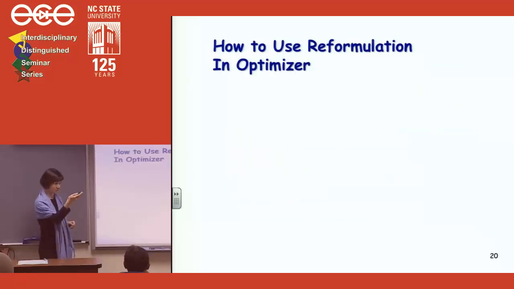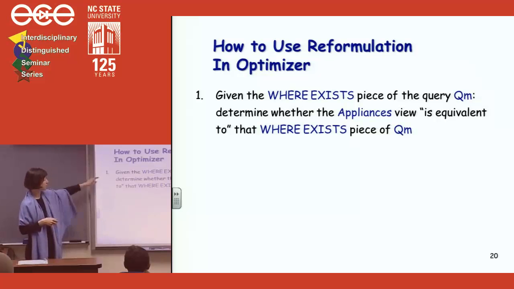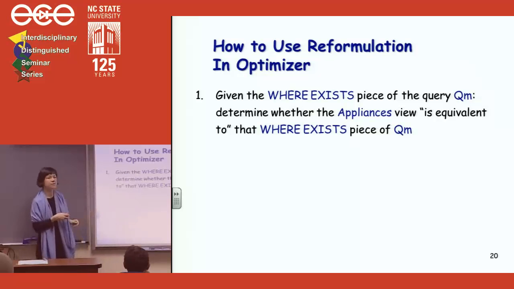So how do you use reformulation in the optimizer? Several ways, very interesting ways. We have this modified query QM. It has this piece that I said we can replace by a pre-computed view, all the items that are just appliances. So if you have the syntactic test, maybe we can apply the syntactic test to this piece of the query and to the appliances view to see if they always produce the same answer. If the answer to this question is yes, then you can replace this piece of the query by this pre-computed data. Does it make sense? And you know that you will always get the same answer.